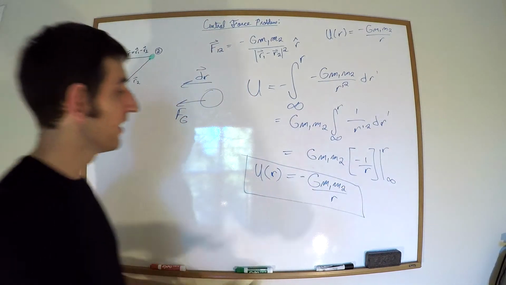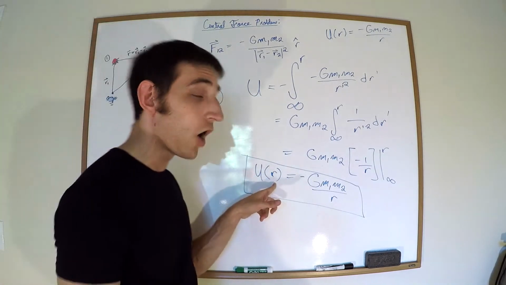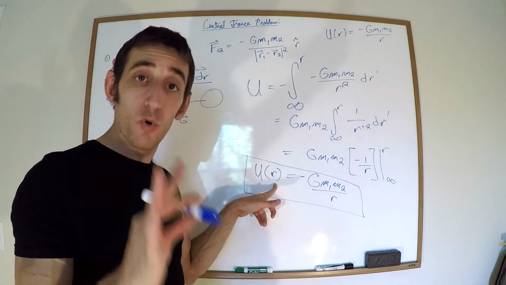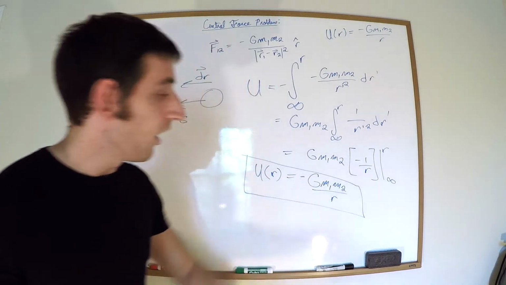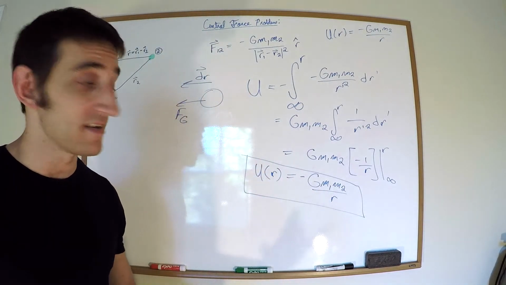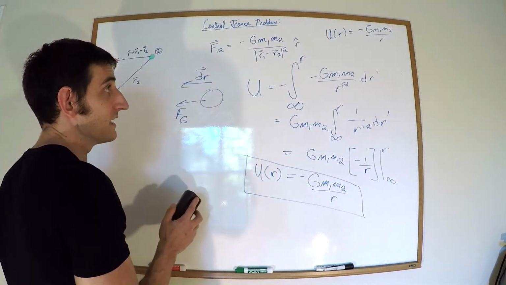And furthermore, this U is going to be a function of the distance between these bodies. It's going to be a function of R, which is going to be very important in our analysis. And furthermore, it only depends upon the magnitude of that distance. Very, very important distinctions we've just made. Keep that in mind.